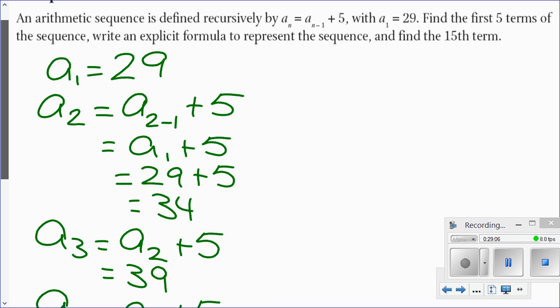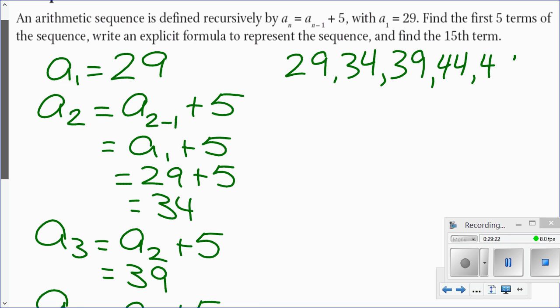So after you have found numbers, please write them as a sequence. So we would write 29, 34, 39, 44, and 49.